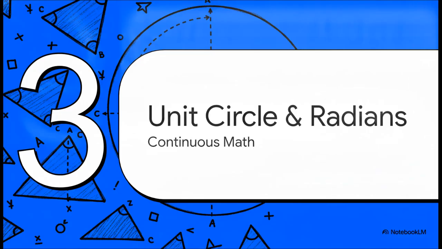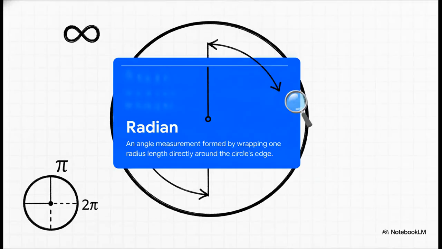Section 3, the unit circle and radians. Right triangles can only hold angles up to 90 degrees. So to map the rest of reality, we need a new way to measure angles, the radian. Imagine taking the radius of a circle, just picking it up, and bending it so it wraps perfectly along the outside edge. That exact angle it creates, that is 1 radian. And because the circumference of a circle is 2 times pi times the radius, it naturally takes exactly 2 pi radians to complete a full circle.